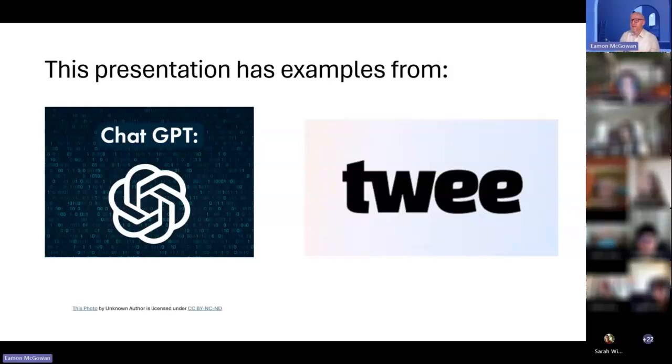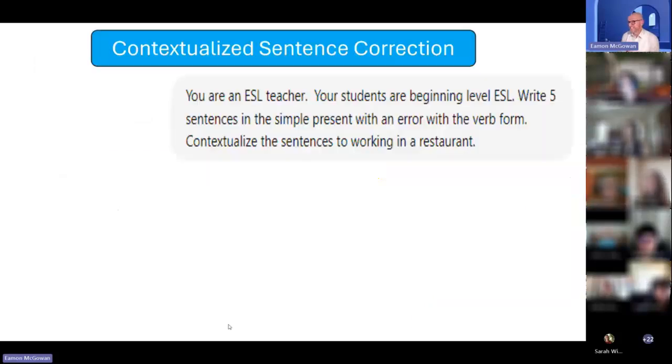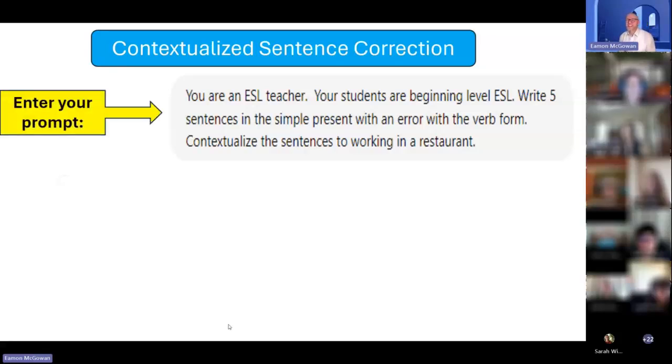All right, so let's talk about how I'm using AI in my class right now, every day. I'm going to start with some grammar exercises and explanations. All right, here's that reading part I mentioned earlier. So I'm going to ask my co-teacher, Ms. Zoya, my co-teacher. Ms. Zoya, could you please read that prompt for us, please, where it says you are an ESL teacher? Absolutely. Sure, with pleasure.